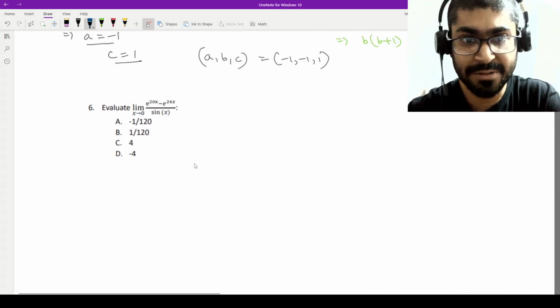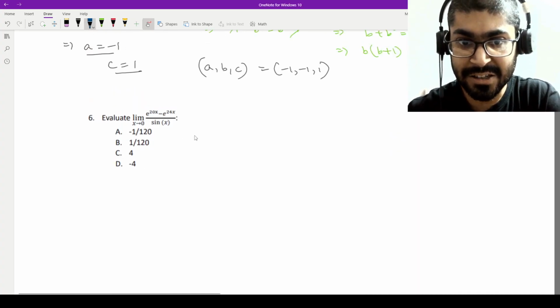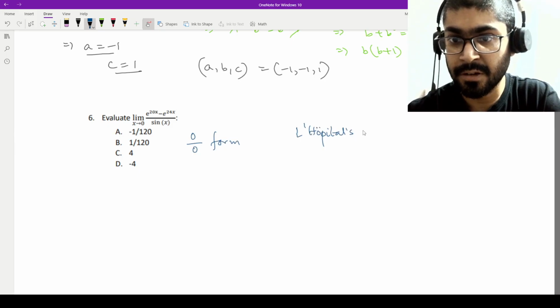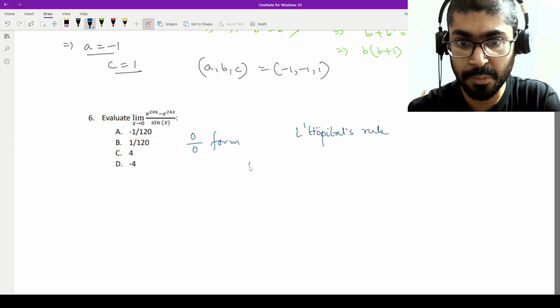Okay, question 6. This is one of the easiest questions in the paper. Just check that this is a 0 by 0 form, right? So if it is 0 by 0 form, you can apply L'Hopital's rule, right? Take the derivative on both the numerator and the denominator.